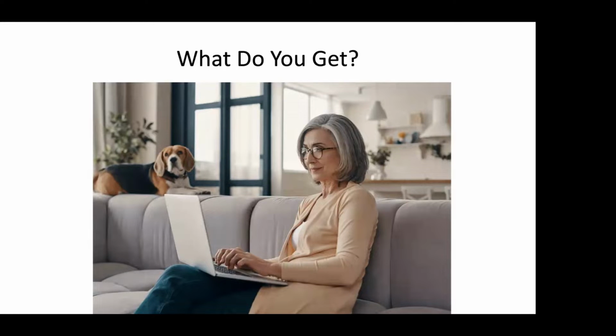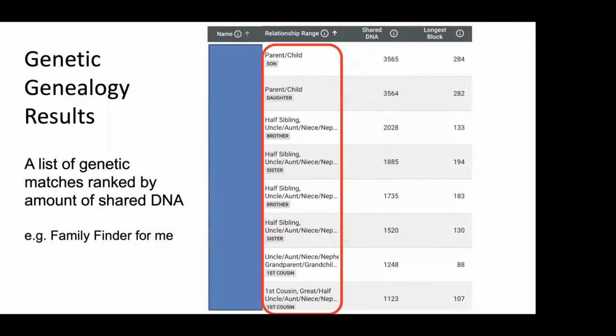So what do you get from a genetic genealogy DNA test? You can learn many things, but I'm going to start with what's most important. Using the Family Finder Autosomal DNA test as an example, here's the key report you get from each test. It's a list of other users who share DNA with you. I've covered the names for privacy. The default order lists them in descending order of how much DNA they share.